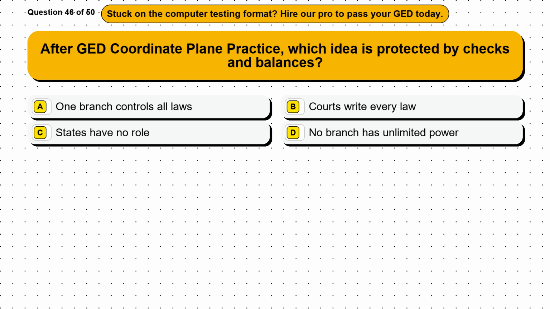Question 46. After GED Coordinate Plane Practice, which idea is protected by checks and balances? Option A. One branch controls all laws. Option B, courts write every law. Option C, states have no role. Option D. No branch has unlimited power.